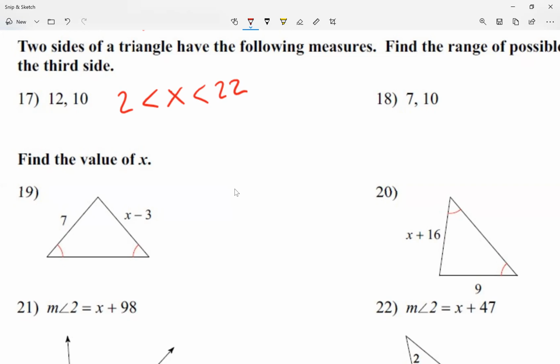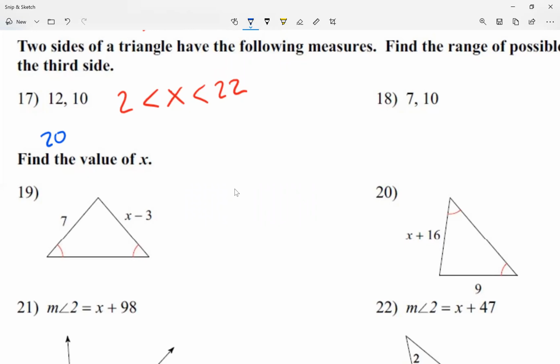This is what I want for the homework. Just 2 is less than x, less than 22. You're basically saying the third side is any number between 2 and 22. Now, when you take the STAR test, they might ask you, give me a side that works. Give me a number that works. Just choose any number between 2 and 22. Any number. As an example, how about 20? Like I said, I chose any number between 2 and 22.